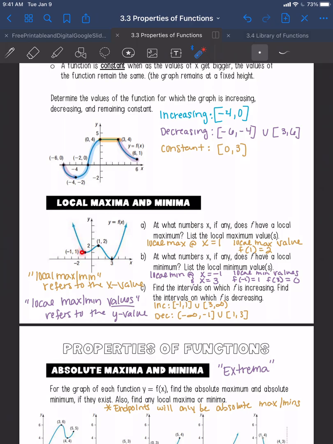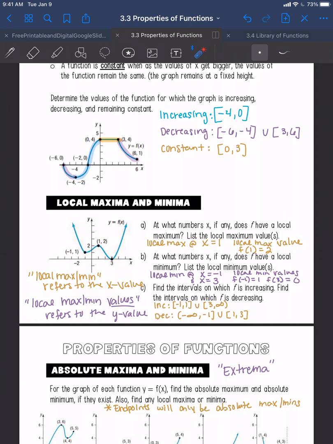So if you look here, local max and mins are where they are relatively the largest. So maxima, they're largest compared to those around them. Minimum, they're smallest compared to those around them. So looking at this graph here, I would have a local max here at this hill at x is 1, and that means the local max value happens at f of 1 is equal to 2.